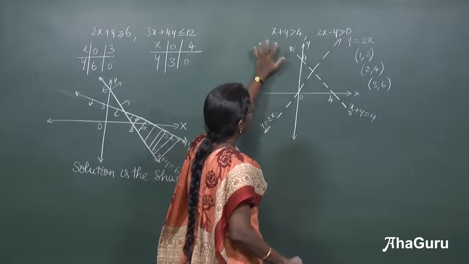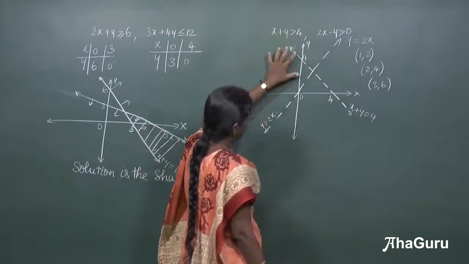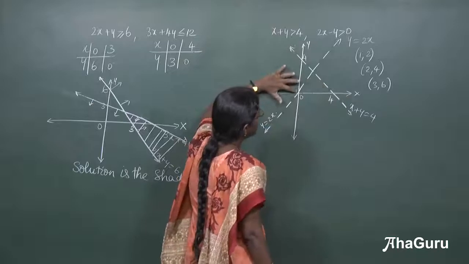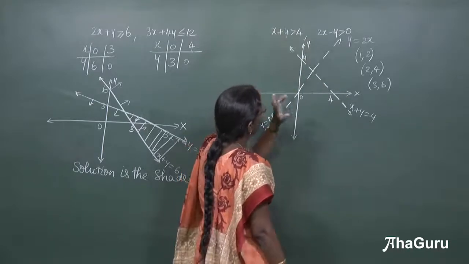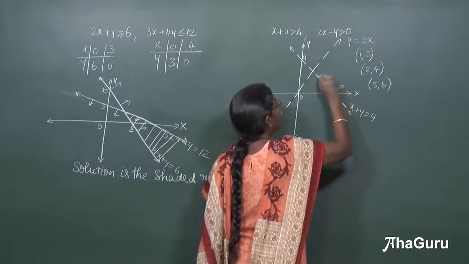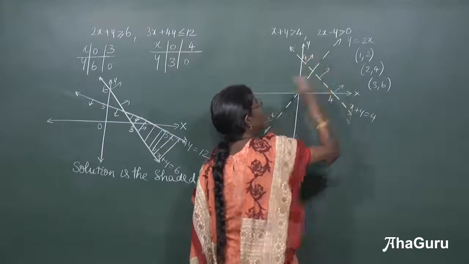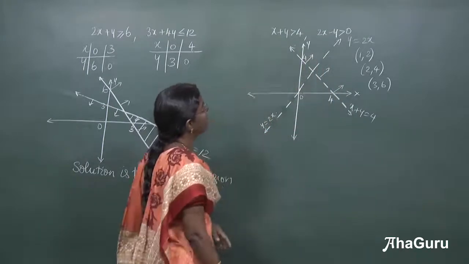Okay? Right. Now, we will find out what the region represents. For the first line, origin is on one side. If I substitute the origin coordinates, 0 greater than 4 is false, so for the first line it is going to be away from the origin. Okay, it's not the side of the origin, it is on the other side.